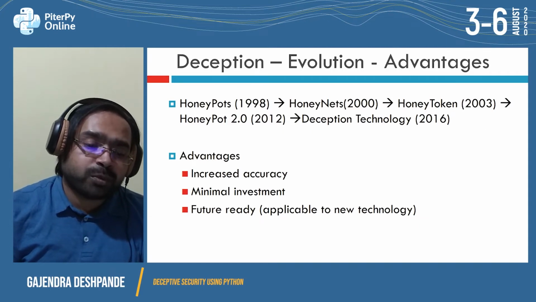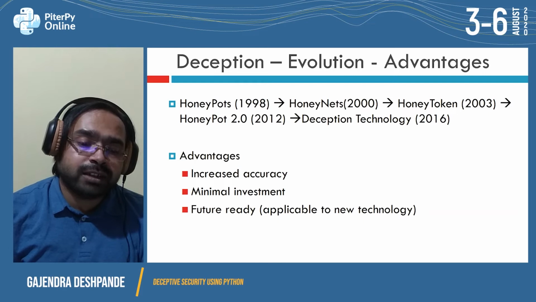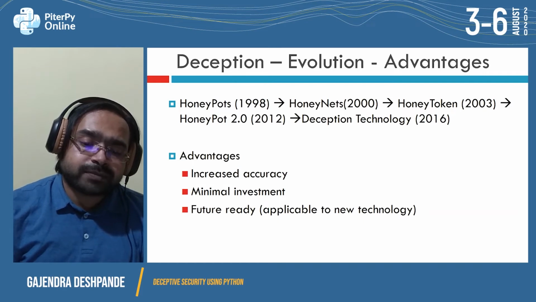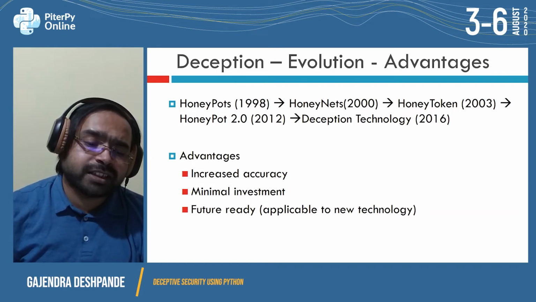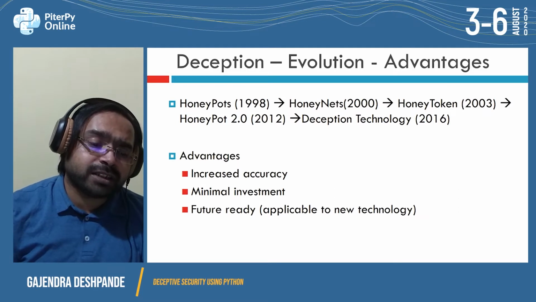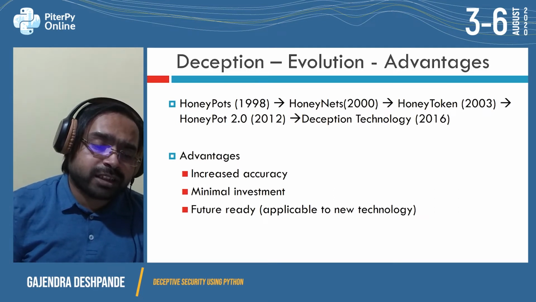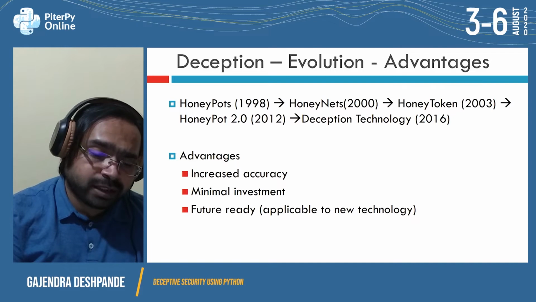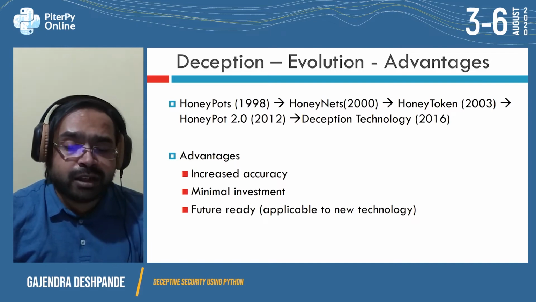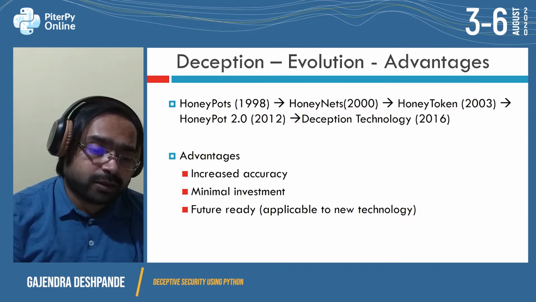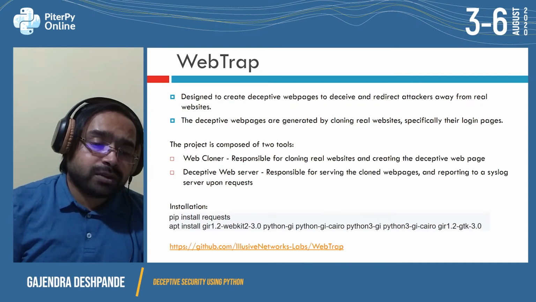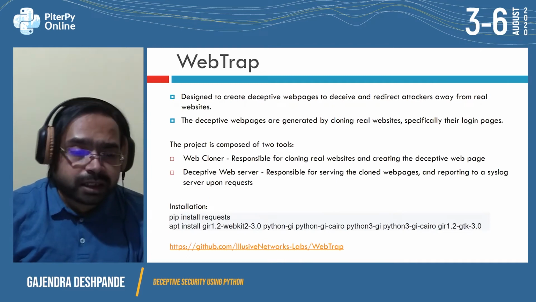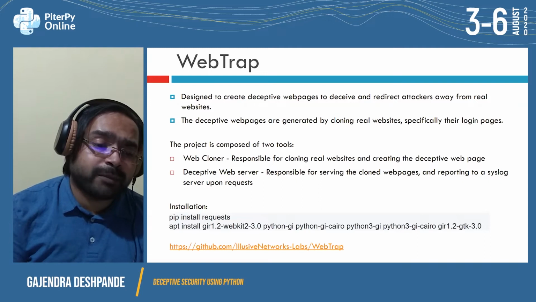Next, Honeypot 2.0 was introduced in 2012. Deception technology came into existence since 2016. The advantages of deception are increased accuracy, minimal investment, and it is future ready. So it is applicable for new technology as well as old technology. This is a very good deception tool called WebTrap.